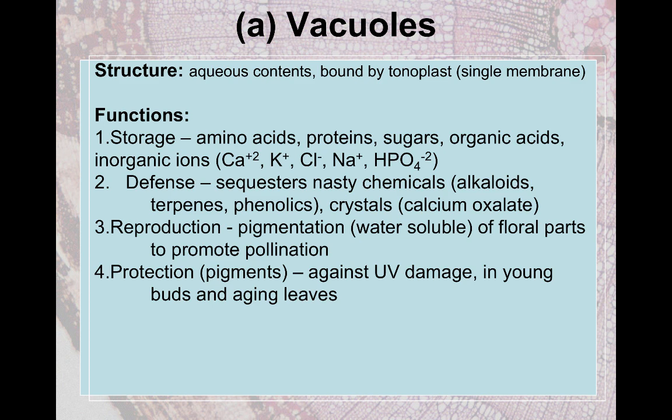Oh, and protection. So there's pigments that are used to protect against UV damage. Often you'll find young buds or aging leaves will change color as well, will become brilliant. Often purples and oranges, which are things like carotenoids that help to protect against UV damage.